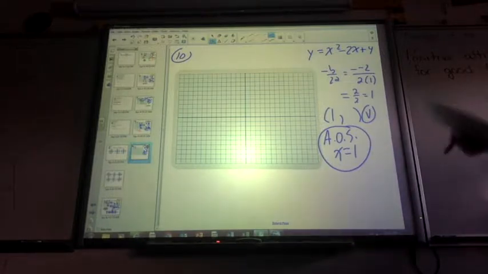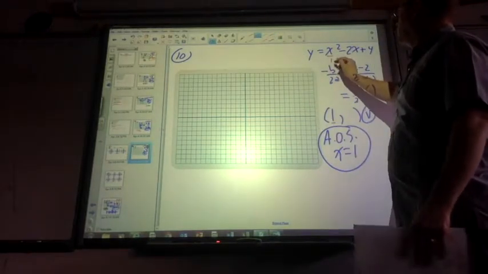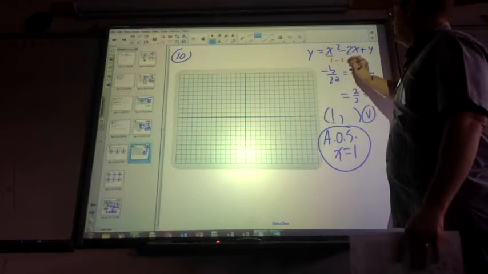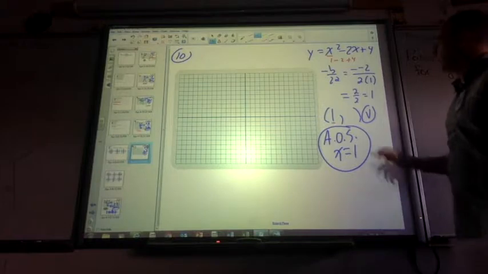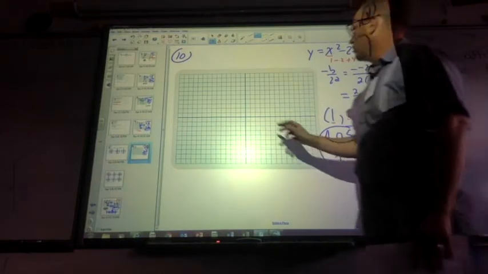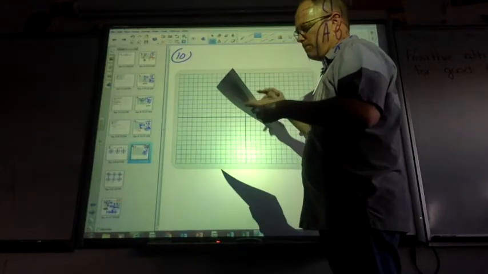All right. So in order to find the y component of my vertex, I'm going to plug this 1 in here. So 1 squared is 1. Negative 2 times 1 is negative 2, plus 4. So 1 minus 2 is negative 1. Negative 1 plus 4 is 3. So I get 1 comma 3 right there.